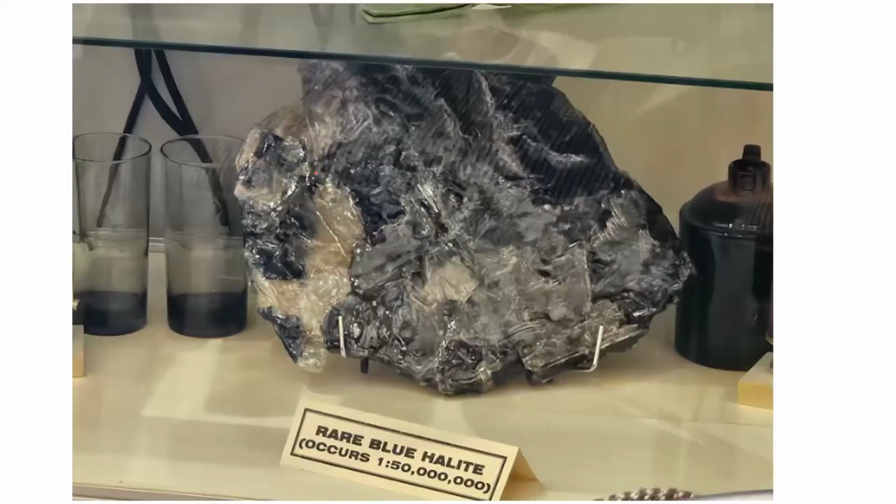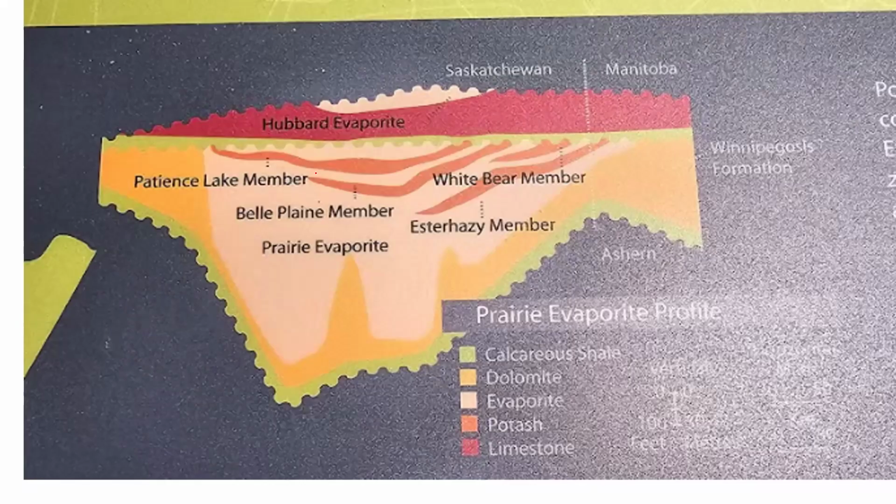So these are some potash samples here. Now, one thing that's really cool, you don't need to know this, but it's kind of cool. You have an incredibly rare chance of getting blue potash. It's very rare. This is in Lanigan. You can go see this rock.